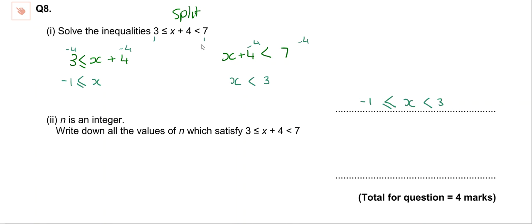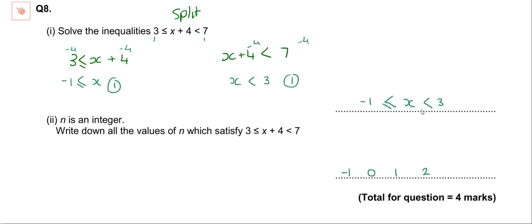I would go for that one, 1 mark, 1 mark, 2 marks. Where you got 7 and 13? Then this one, again, n is an integer. Write down all the values. So the values are -1 is the first one I'm allowed, 0, 1, and 2.